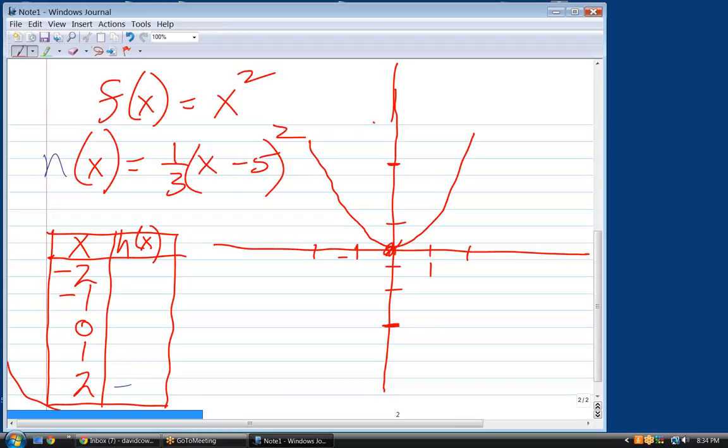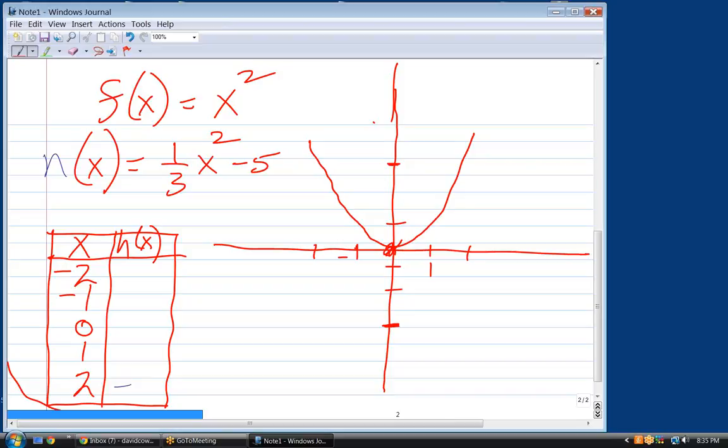If I have parentheses around the x and I have a number in there being added or subtracted, it's going to move that parabola left or right. So that's why I asked about the parentheses, because it really matters a lot. In this, we only have 2 things going on. What are they?